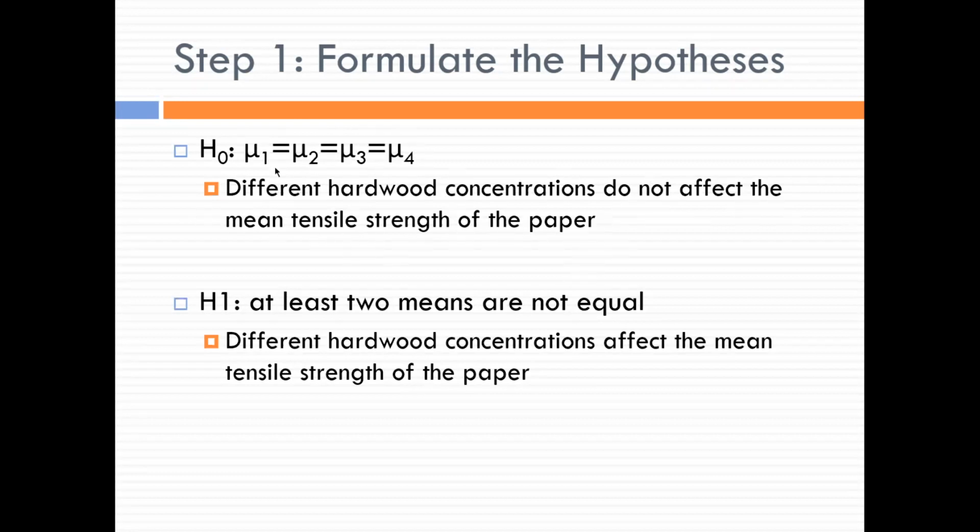So I like to state it this way, especially for ANOVA. Then for H1, at least 2 of the means are not equal. So it can be mu1 is not equal to mu2 or mu1 is not equal to mu3, etc. You can do all the permutations, or combinations taken 2 at a time. But you can just simply state that the different hardwood concentrations do affect the mean tensile strength of the paper. Okay?